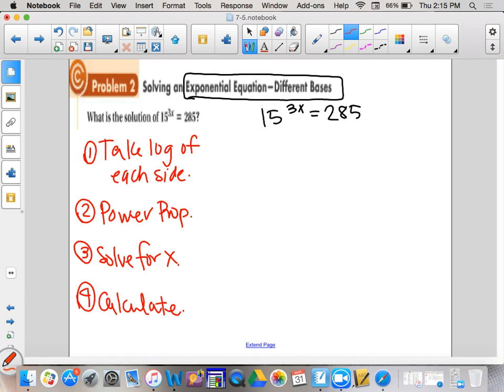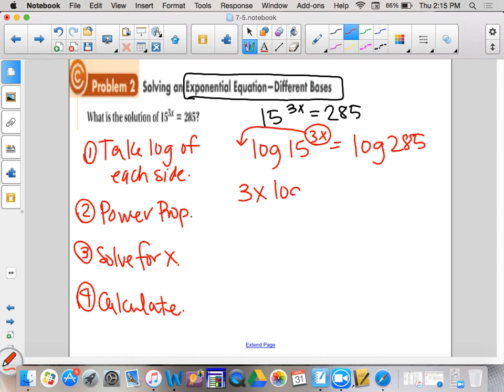So, take the log of each side. That simply means that I'm going to put log in front of each side of the equation. The second one says the power property. Which one of these has a power? This one right here. So what do you think I'm going to do with that power? I'm going to move it to the front because that's what the power property tells me to do. So I'm looking at 3x log 15 equals log of 285.